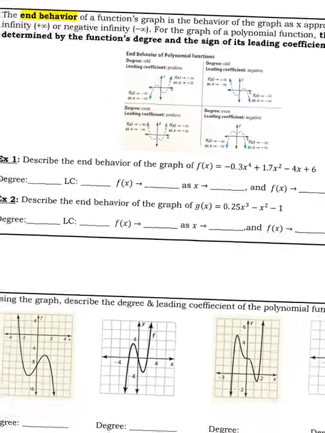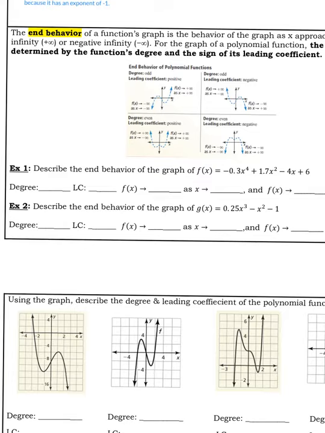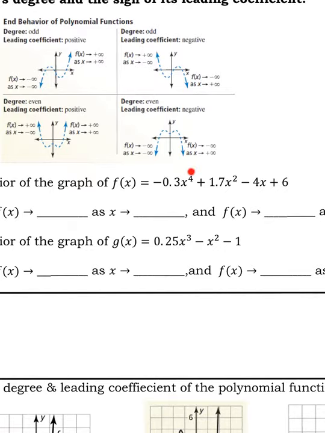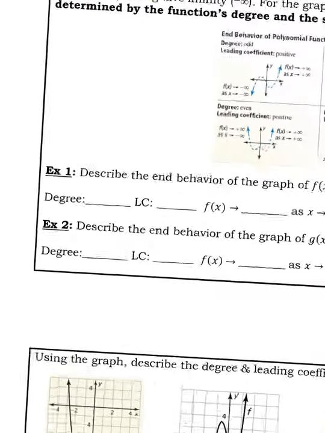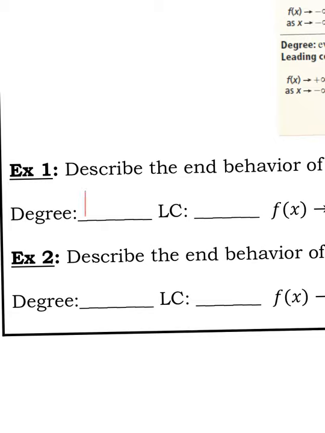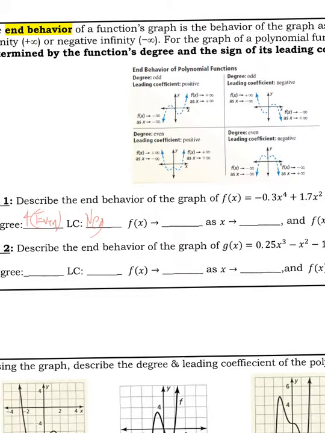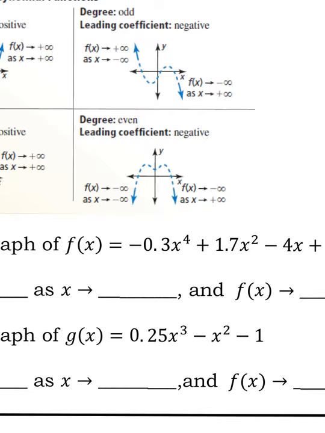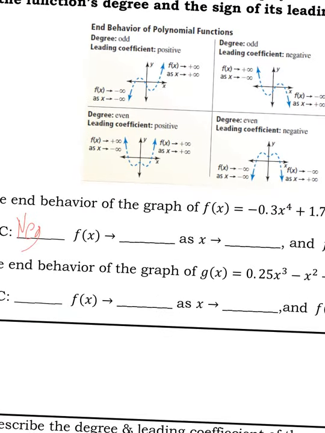So I have these examples right here. Describe the end behavior of the graph. So we have a degree of 4 and a leading coefficient of negative 0.3. So degree is 4, so that's even. Really, that's all that's important. And then the leading coefficient is negative, all right? Because it's even and negative, we just look at this. So it's going to go down, down, all right? So f of x, that's basically y, goes to negative infinity as x goes to negative infinity.